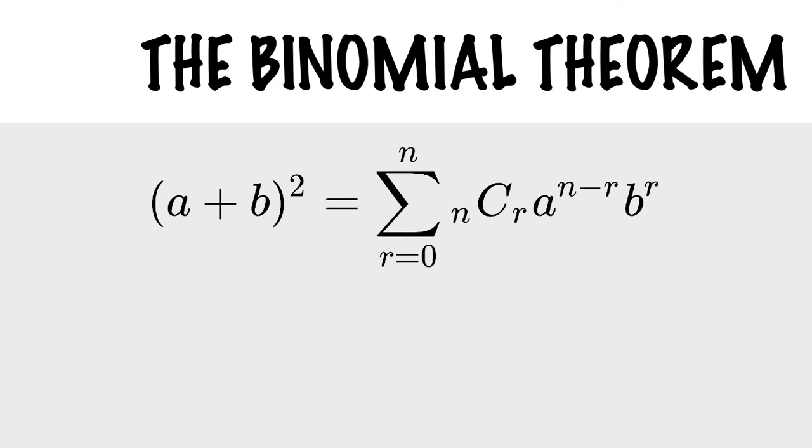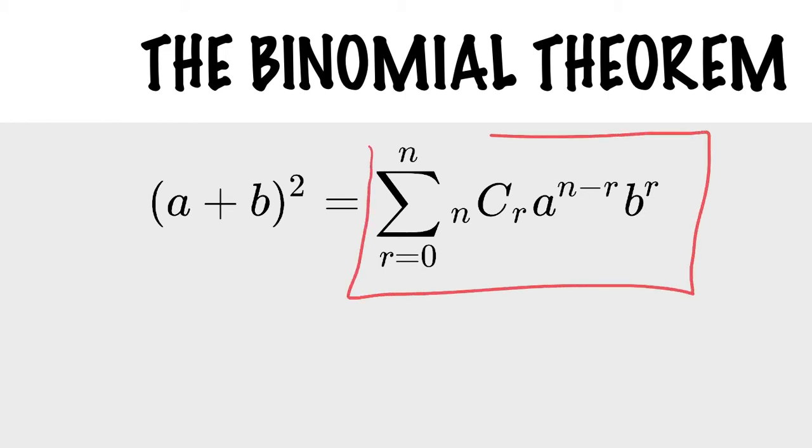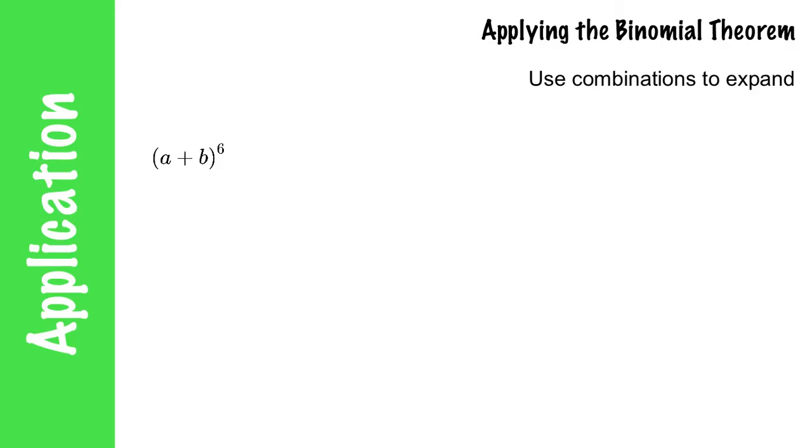The binomial theorem. So (a plus b) squared equals the actual theorem using combinations. In this case, n would equal 2, and you can replace n with 2, replace r with 0, 2 minus 0, and 0. And it is the sum starting at 2 and running all the way down to 0. And now an example of applying the binomial theorem using combinations to expand.